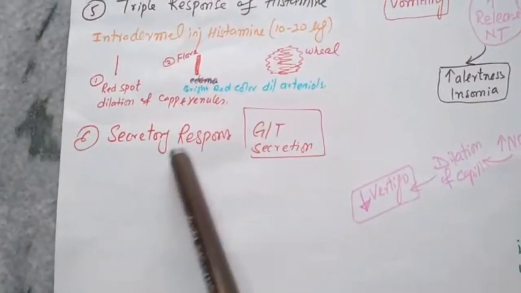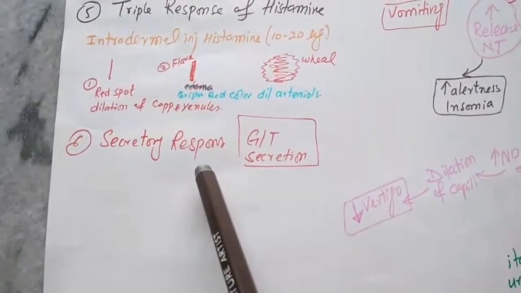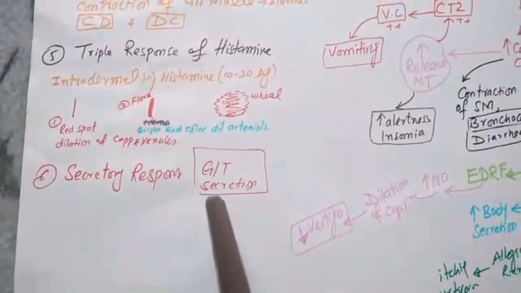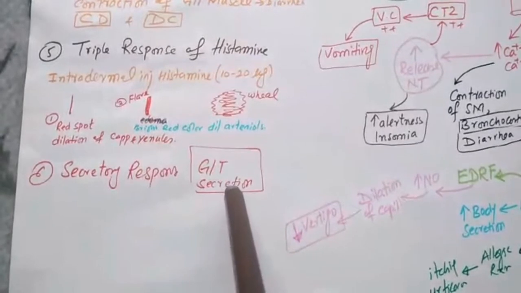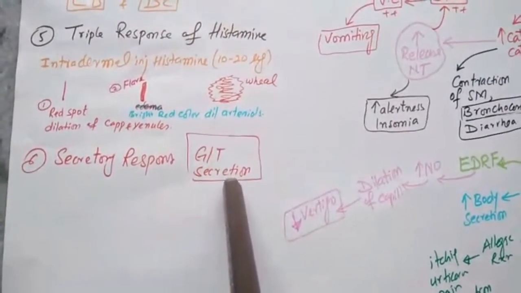The effect on secretory response. Histamine mainly affects the secretion of the GIT, that is, it increases the stomach acidity.